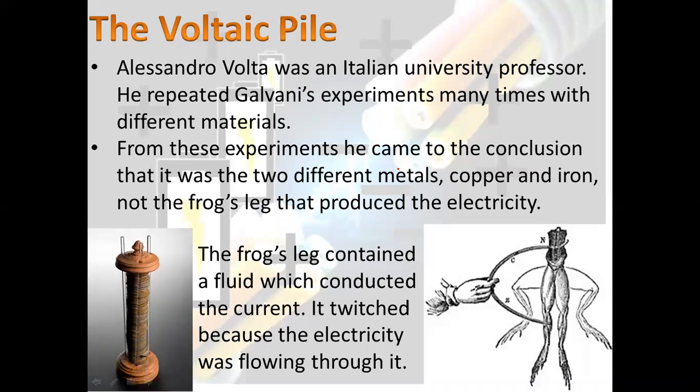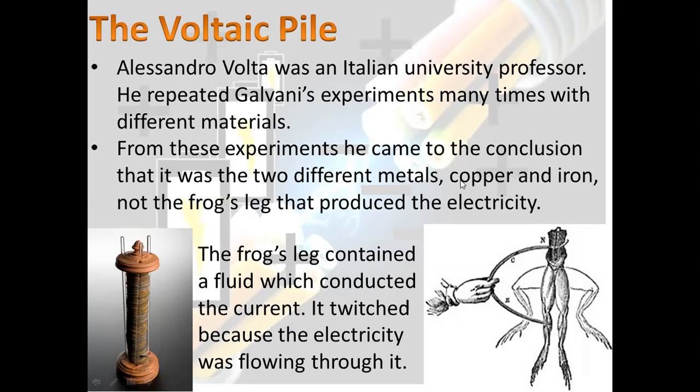The Voltaic Battery. Alessandro Volta was an Italian university professor. He repeated Galvani's experiments many times with different materials. From these experiments, he came to the conclusion that it was the two different materials, copper and iron, not the frog's leg, that produced the electricity. The frog's leg contained a fluid which conducted the current. It twitched because the electricity was flowing through it.